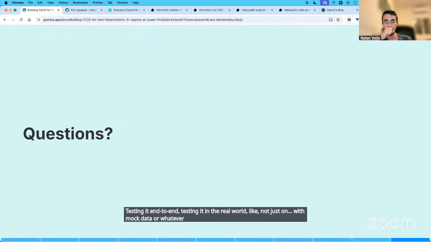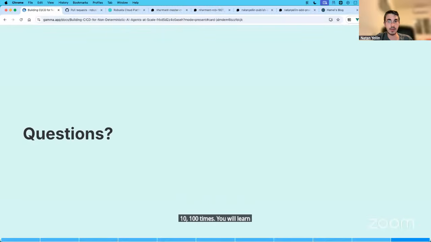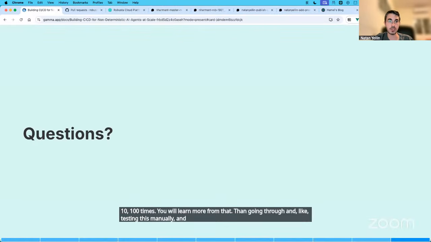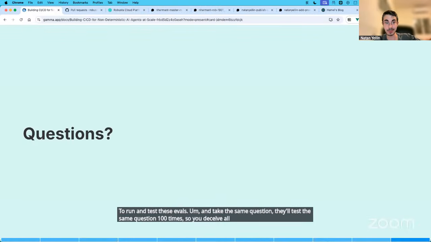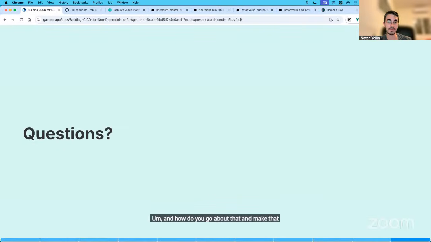And run that 1 eval 10, 100 times. You will learn more from that than going through and testing this manually and trying out a whole bunch of stuff yourself. You learn a ton as soon as you have the framework in place to run and test these evals. Take the same question and test it 100 times. Sometimes you start to see, well, sometimes it works, but sometimes it doesn't. How do you go about making that pass 100% of the time?